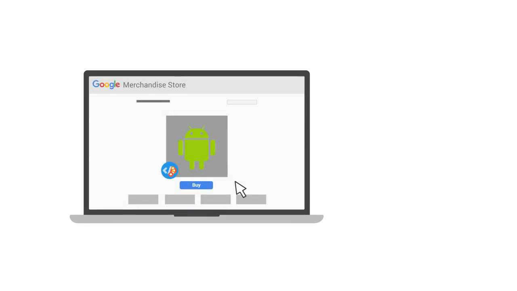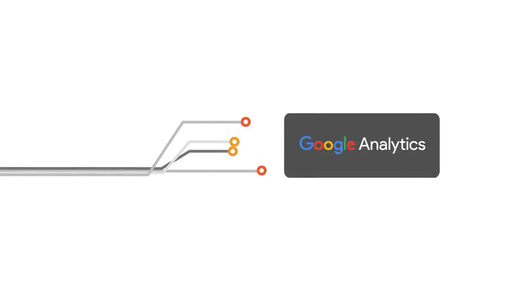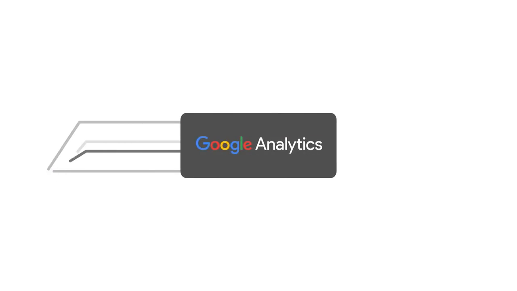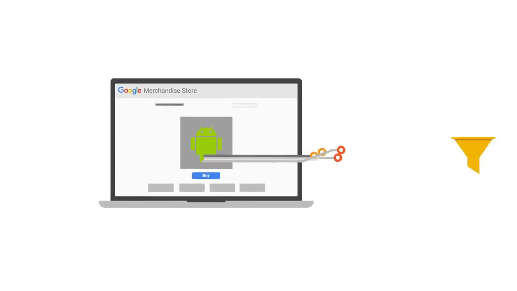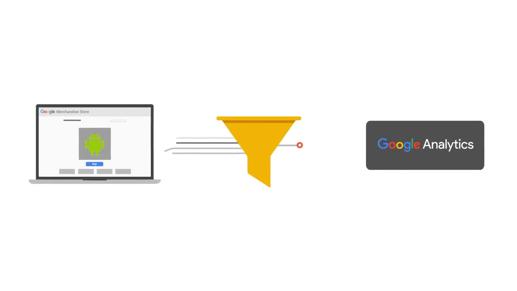When the tracking code collects data, it packages that information up and sends it to Google Analytics to be processed into reports. For example, you might want to apply a filter to make sure your data doesn't include any internal company traffic, or only includes data from a particular country or region that's important to your business.